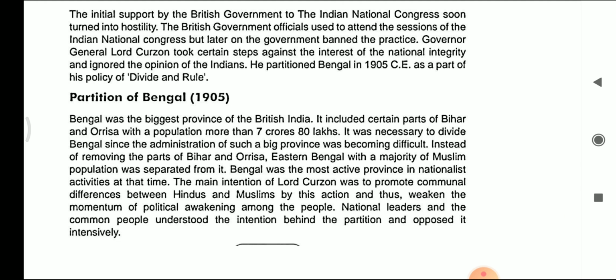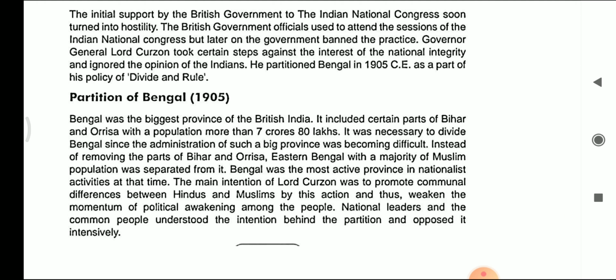Bengal was the biggest province of British India. It included certain parts of Bihar and Orissa with a population of more than 7 crores 80 lakhs. It was necessary to divide Bengal since the administration of such a big province was becoming difficult. So, how did the partition of Bengal take place? As Bengal was one of the biggest states of British India, it included certain parts of Bihar and also of Orissa. It had a population of more than 7 crores and 80 lakhs. So the administration of such a big area was becoming very difficult, and hence it was necessary to divide Bengal.